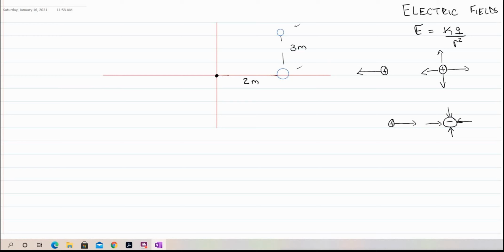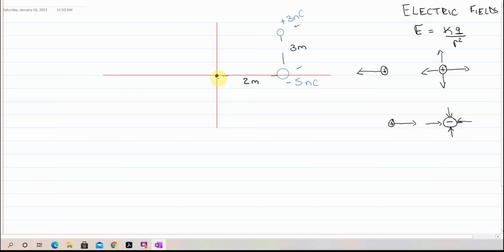What we want to do is take one charge at a time. First, let's solve this like we want the whole net field, not just one component. But we're going to take one charge at a time. So I'm going to pretend that the one on the x-axis isn't there and only focus on the top. And first let's give these charges values. I'm going to call this top charge positive 3 nanocoulombs, and this one we'll call negative 5 nanocoulombs.